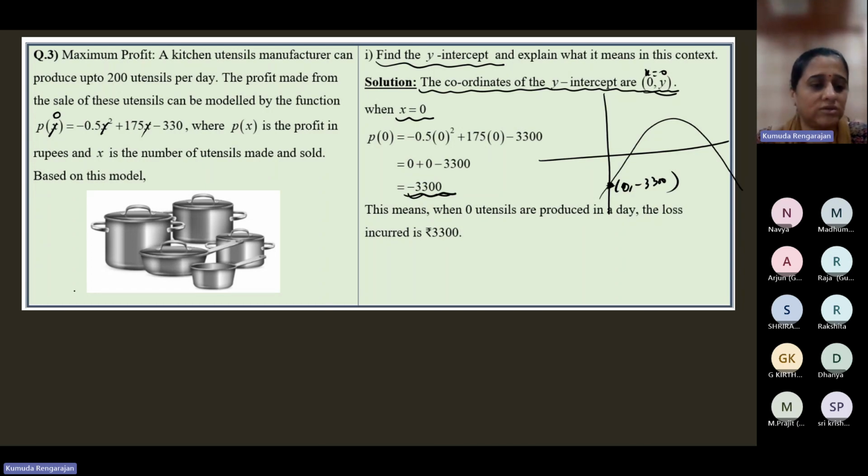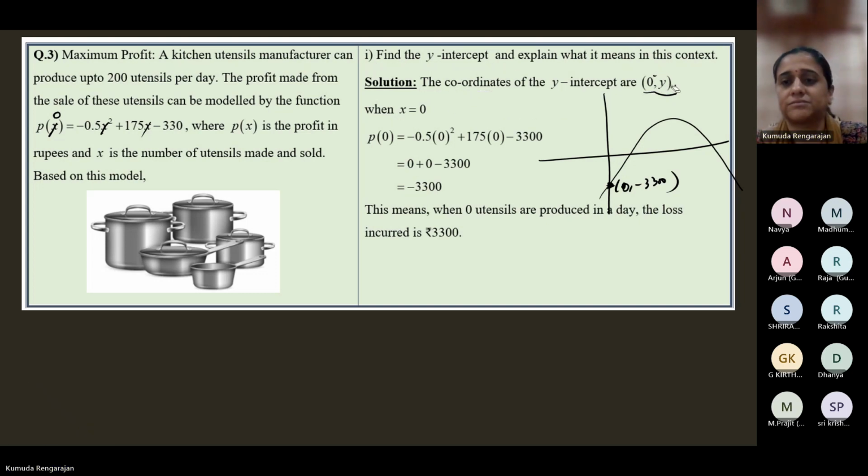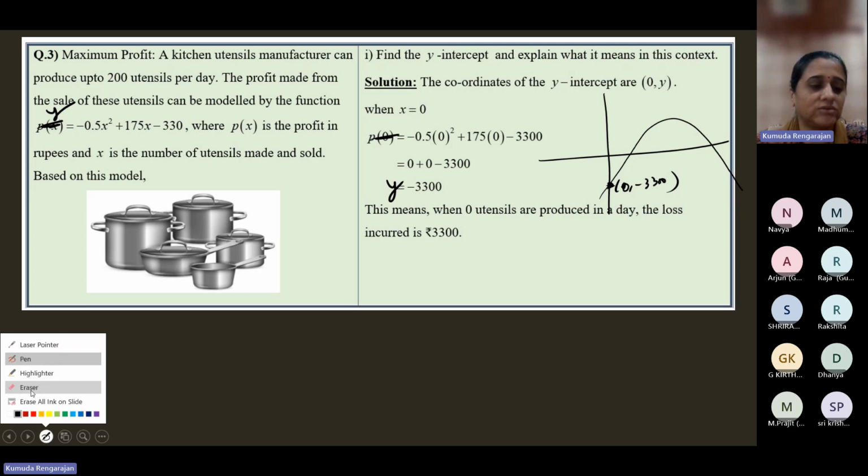This is why I told you, children, when we started, that there's nothing but y. This function P of x is nothing but y is equal to. P of x is equal to, meaning y is equal to. So when you find P of 0, you're finding the value of y only. y is minus 3,300.